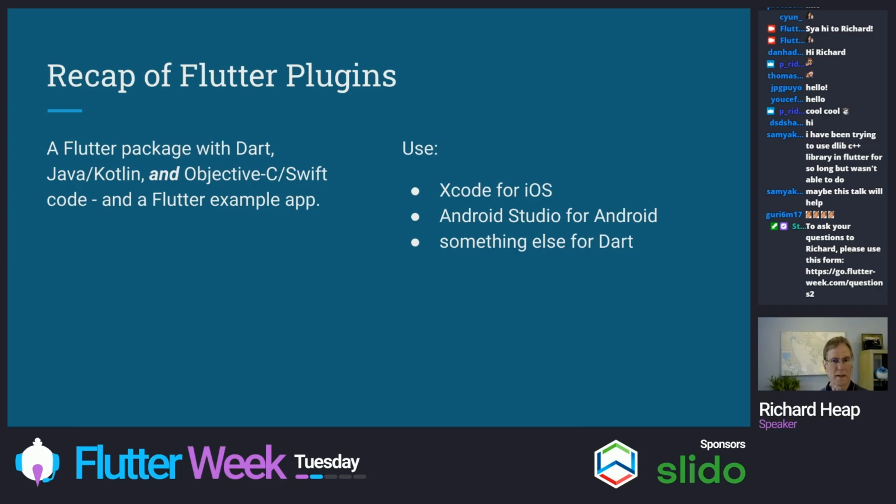When you're developing plugins, you've got to use Xcode to edit the iOS parts, the Objective-C or Swift. You have to use Android Studio for the Android, Java, or Kotlin. And my recommendation is to use something else for the Dart code. So I'm going to use IntelliJ. You could equally use Visual Studio Code. And there's something about having those three, that separation of the code into the three IDEs, is very, very useful.